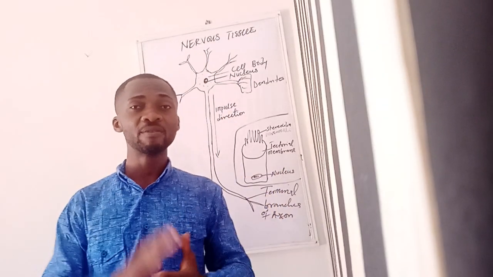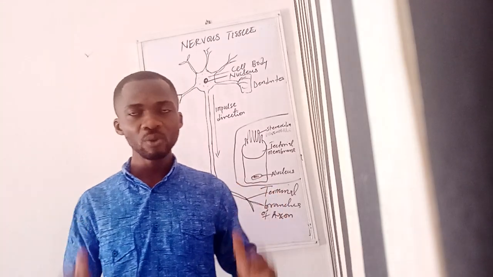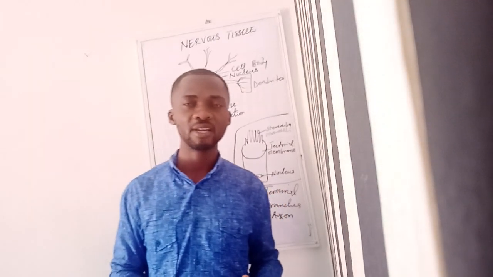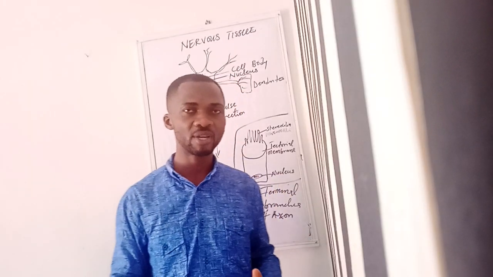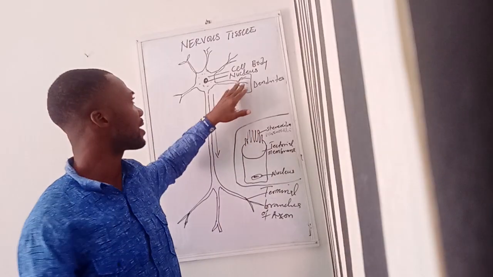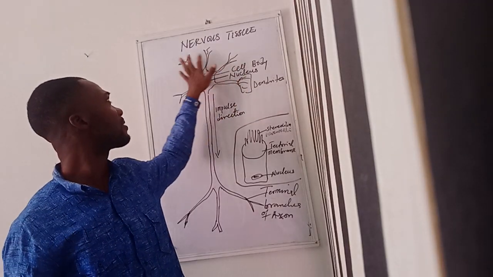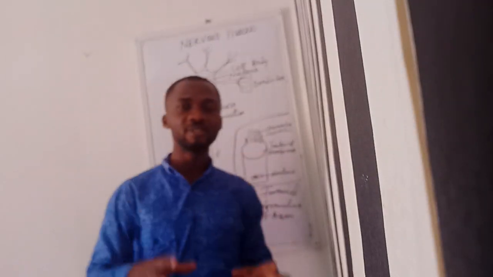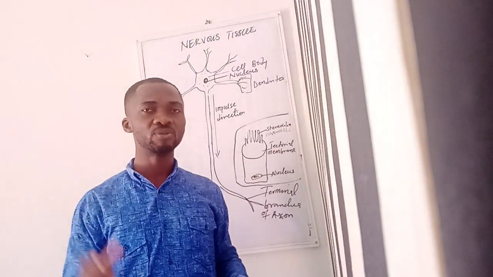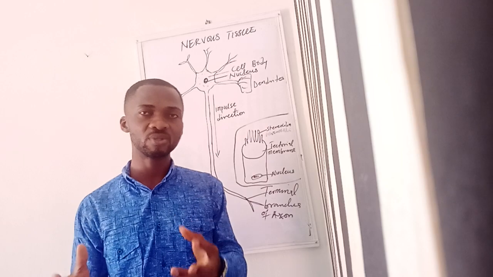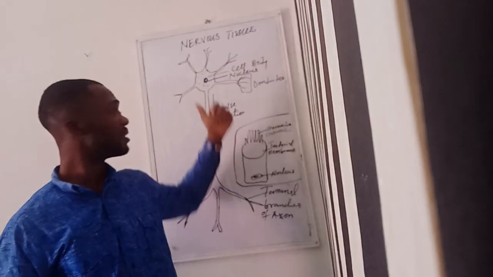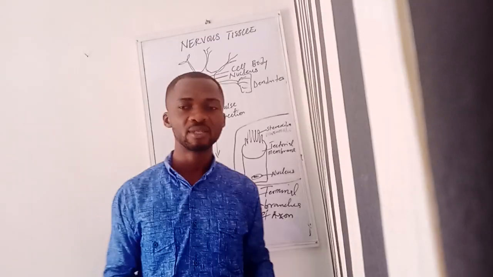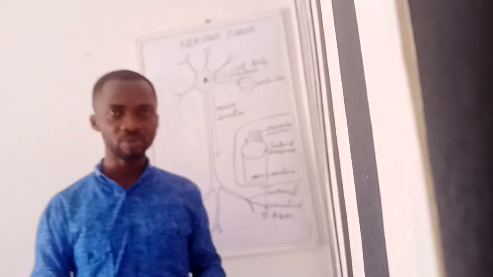Having known this, we will now go into the function of the dendrites. The dendrite extends itself like an antenna. The function of this dendrite is to receive stimulus. Once this stimulus is received, it's taken into the cell body where it is processed.